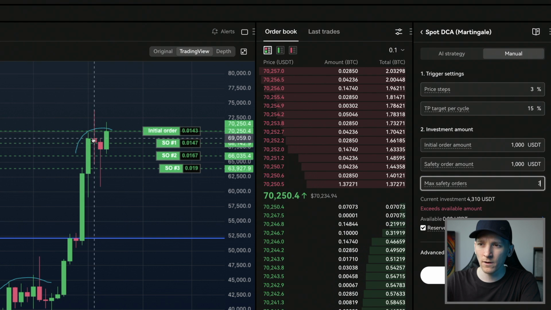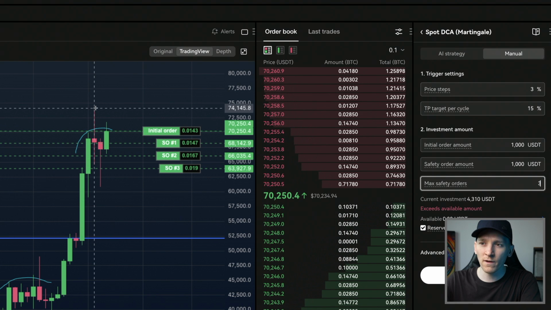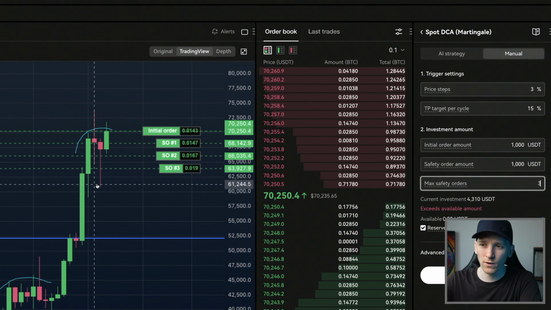So you can see this strategy would have done well over the last few weeks where we have an all-time high, usually get rejection from that. We got rejected a little bit. There was obviously a seller in the market where it took us down.